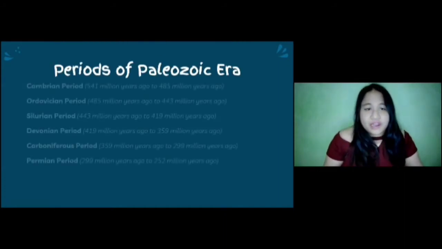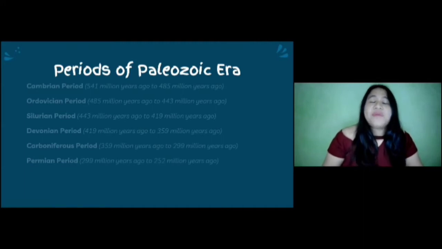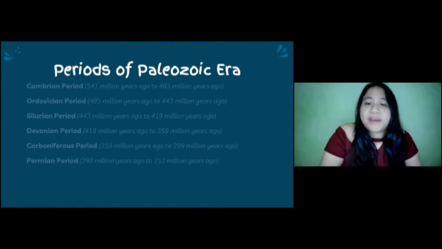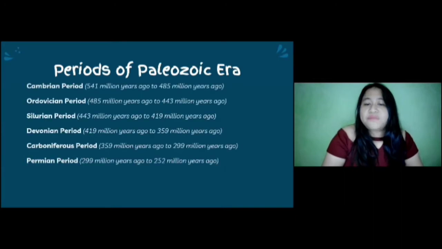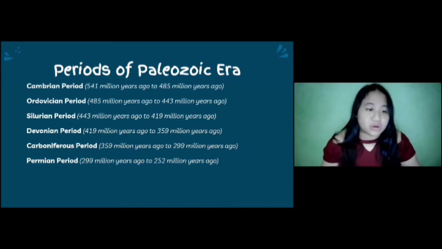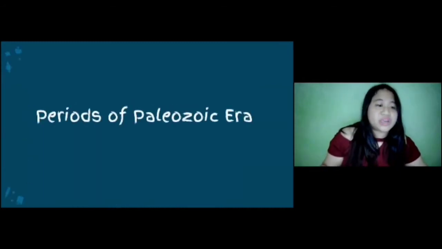Periods of the Paleozoic era. Cambrian period: 541 million years ago to 485 million years ago. Ordovician period: 485 million years ago to 443 million years ago. Silurian period: 443 million years ago to 419 million years ago. Devonian period: 419 million years ago to 359 million years ago. Carboniferous period: 359 million years ago to 299 million years ago. Permian period: 299 million years ago to 252 million years ago.